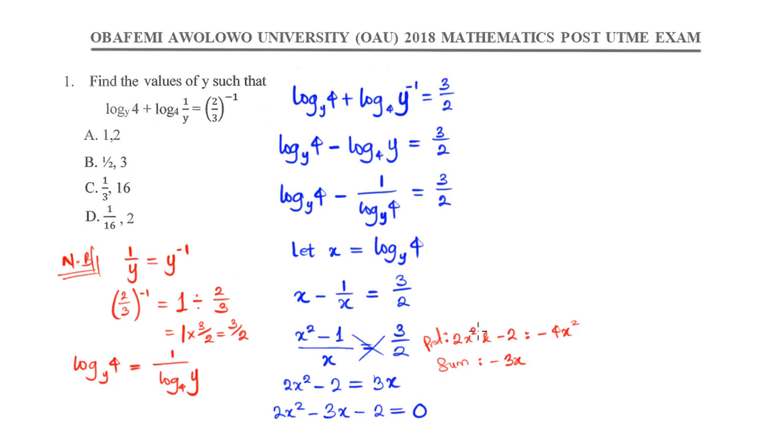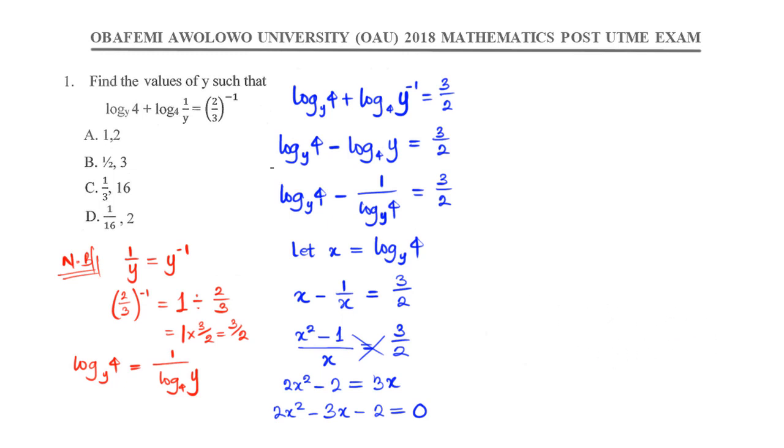Then the sum of the factors is going to be minus 3x. So if we take minus 4x raised to power 2 and we are to consider the factors that will make up that, we can have minus 4x and x. And if we add minus 4x and x, that will also give us minus 3x. So this will be suitable for us to use as the factors for this particular quadratic equation that we have.